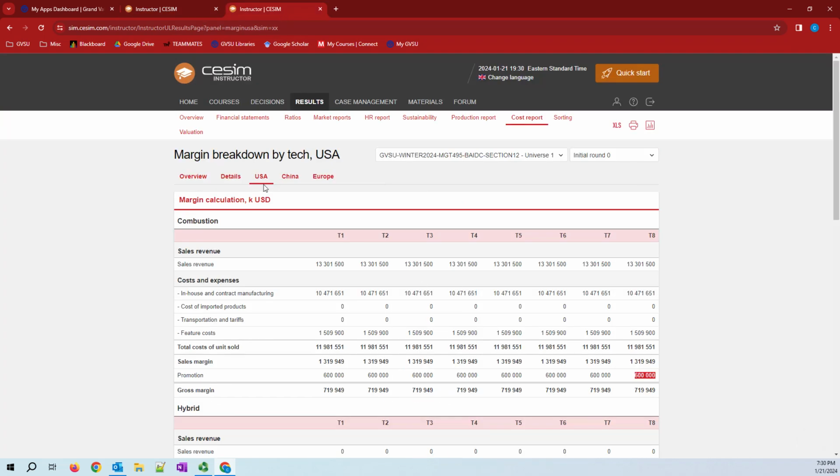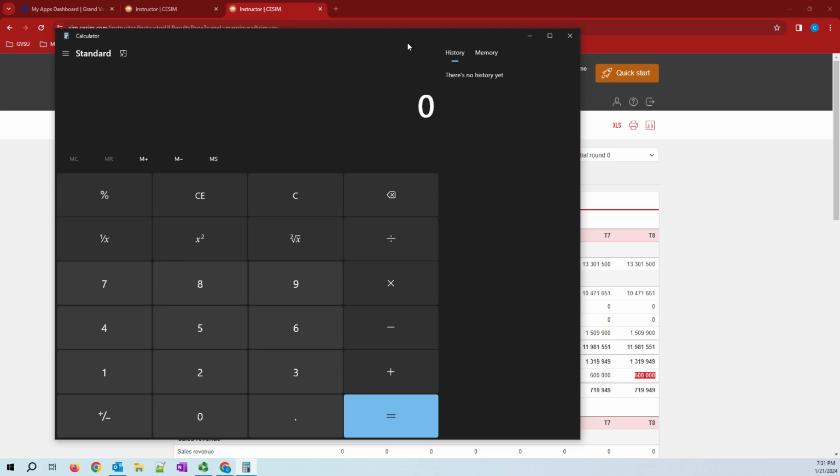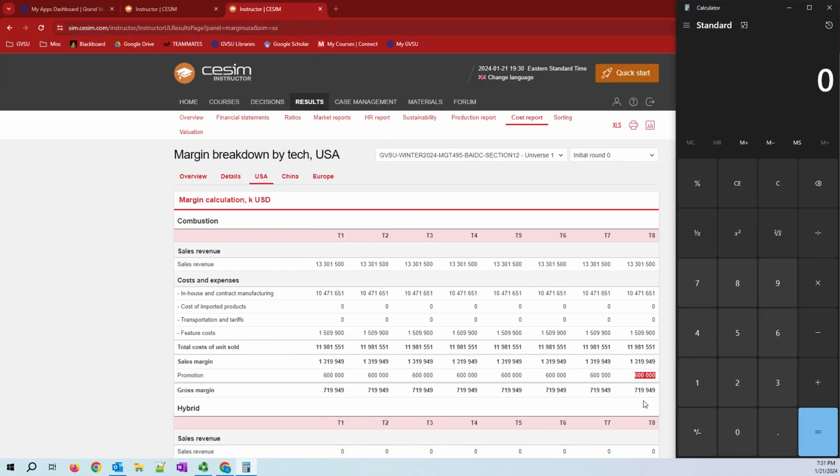Now, if I stay at this cost report, okay, and if I do a quick calculation of my sales margin, I generated a gross margin of 719,949 on a revenue of 13,301,500, which is approximately 5% in terms of gross margin in USA.